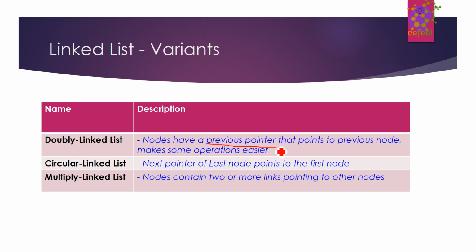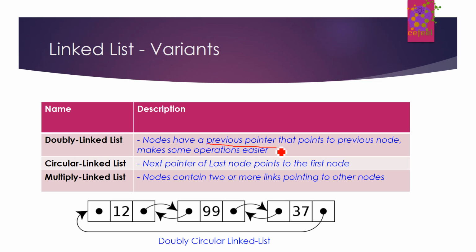Then there is a multiply linked list, which becomes a little more complicated, where nodes not necessarily contain 2 links, but it may contain multiple links pointing to other nodes. So this can be useful in, let's say, building a tree or some other complex data structures.